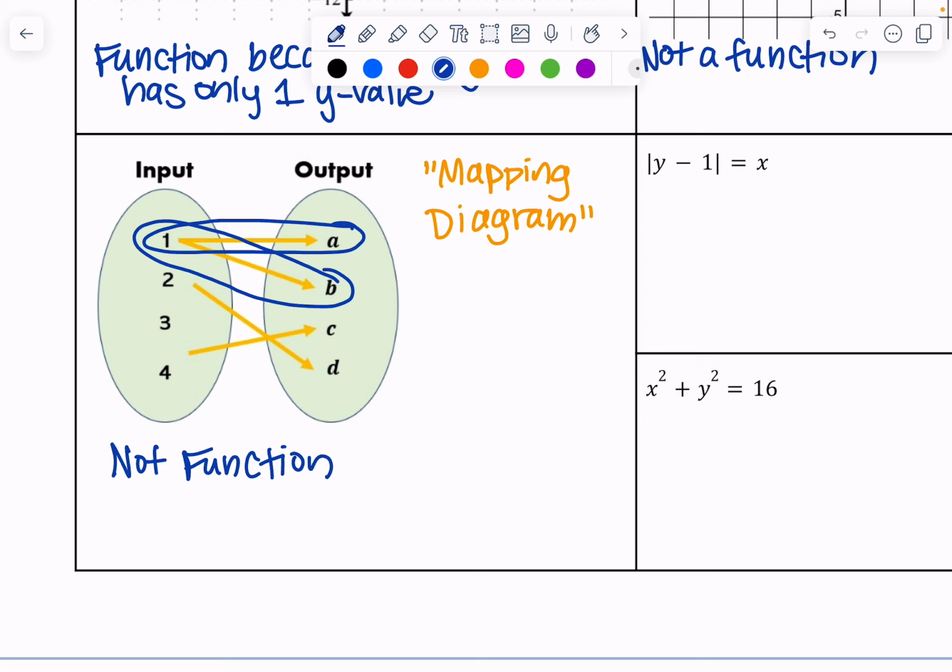And that's because one goes to A and one goes to B. And kind of how you can think about it is if I write that as an ordered pair, 1A and 1B, that 1 for X is repeating. It doesn't look like ordered pairs, but this mapping diagram is just a weird way to show ordered pairs.